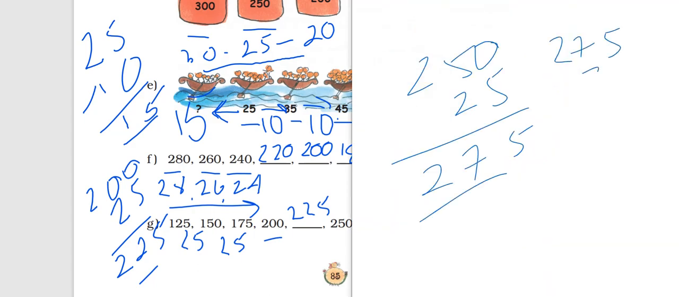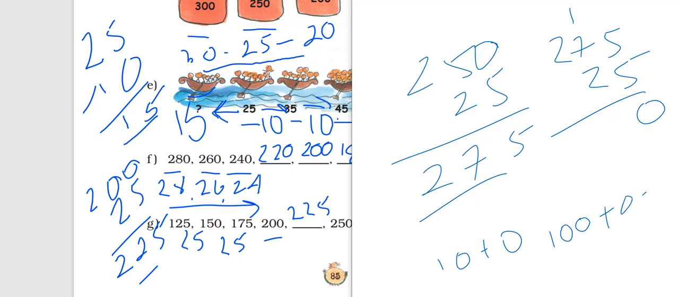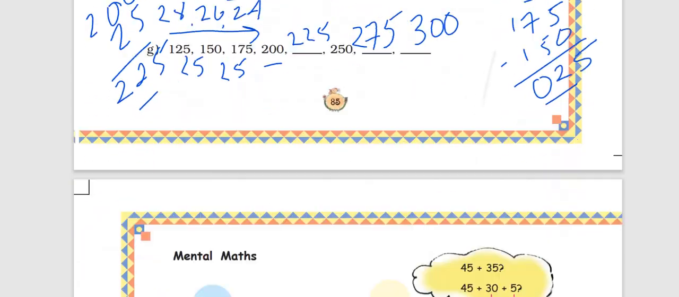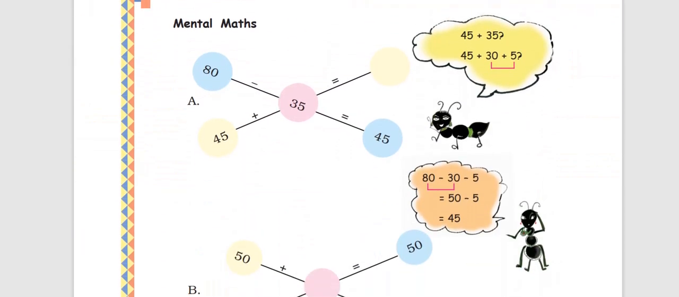275 plus 25. 5 plus 5 is 10, which is 10 ones and 0 ones. Let's put the 0 ones in the ones column. Take the 10 ones as 1 ten into the tens column. 1 plus 7 plus 2 is 10 tens, which is 100, right? And 0 tens and 0 ones. Let's put the 0 tens in the tens column and take the 100 into the hundreds column as 1 hundred. So you get 3 hundreds, right? 275 plus 25 is 300. Okay, there's the pattern.